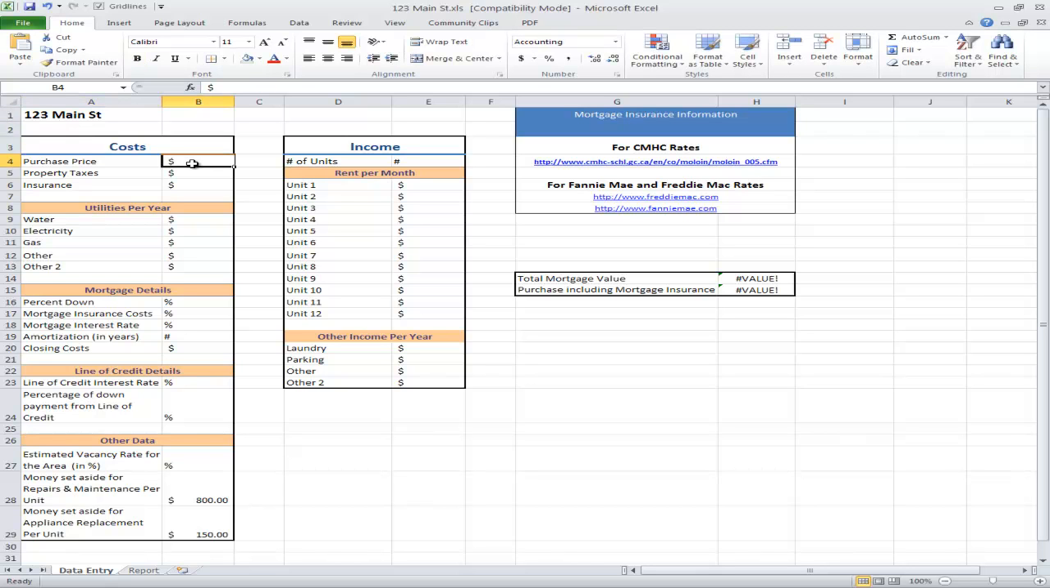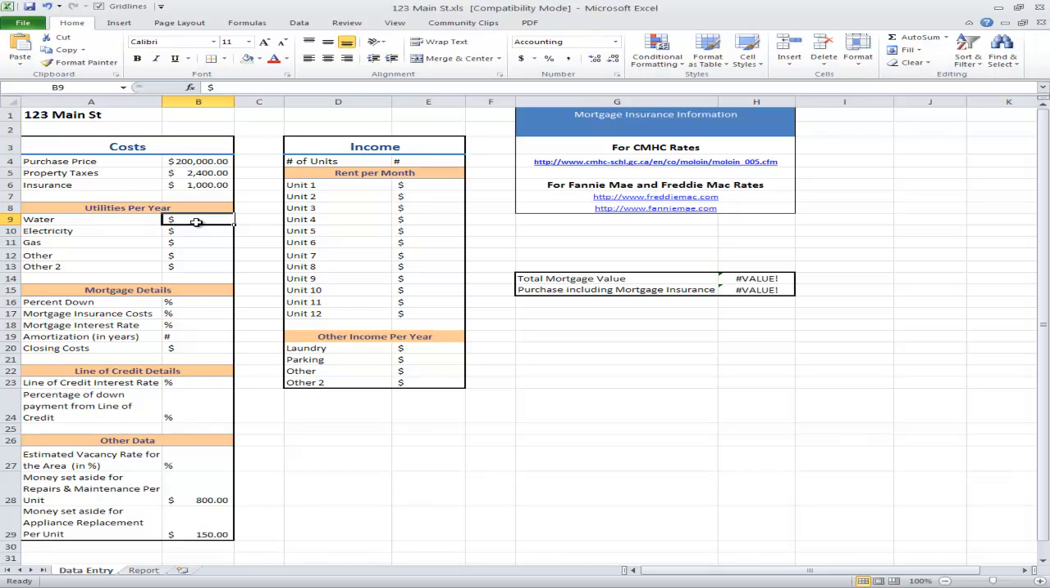So now we'll get into the meat of it, the costs. How much is this property? What's the asking price for it? Let's say the asking price for my property is $200,000. I just type in the price. What are my estimated property taxes that I'm going to be paying on this unit? Let's say it's $2,400. And insurance. You're going to need insurance on your building, so how much is insurance going to cost you per year? Let's say $1,000.